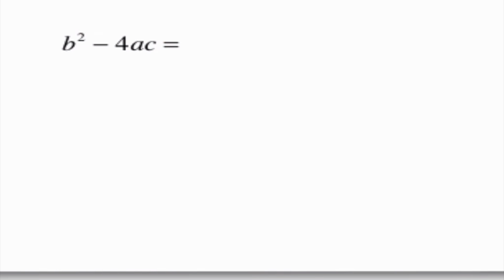That actually should not take us very long to do because b squared minus 4ac is what is underneath the square root. So if we look back at our original work, we see that our answer should be 49.